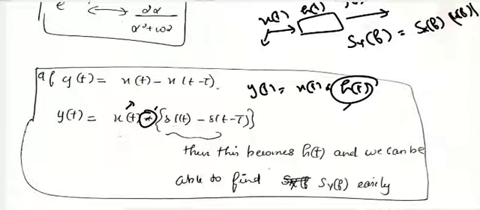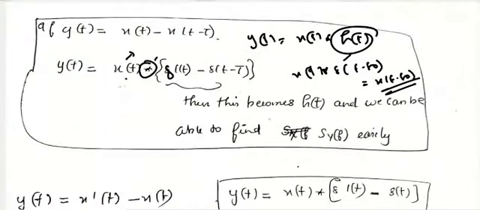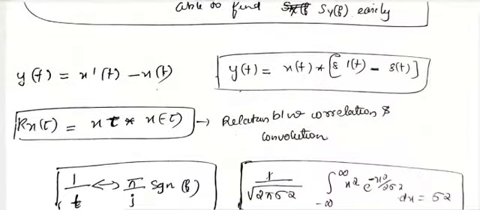So, we will always write it in terms of our delta, that is x of t minus tau can be written as x of t convolution delta of t minus tau, because x of t convolution delta of t minus t 0 is equal to x of t minus t 0. We know this property of a delta function. So, we are using it, then this becomes x of t, and we will be able to find out Y of f easily. Okay. And similarly, if it is x dash of t minus x of t also, we can write it as x of t convolution delta dash of t minus delta of t.